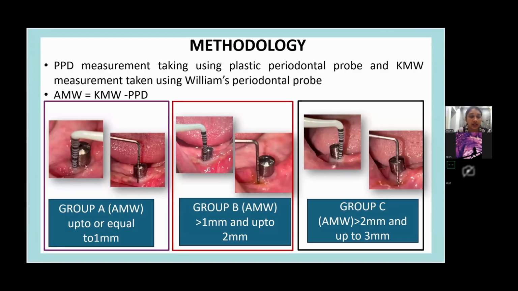These are the photographs taken. The probing pocket depth measurement was taken using a plastic periodontal probe and keratinized mucosal width was taken using a Williams periodontal probe. Attached mucosal width is measured as keratinized mucosal width minus probing pocket depth.